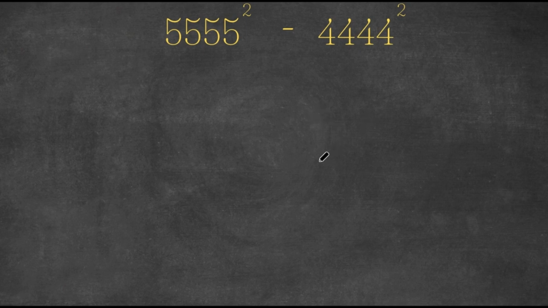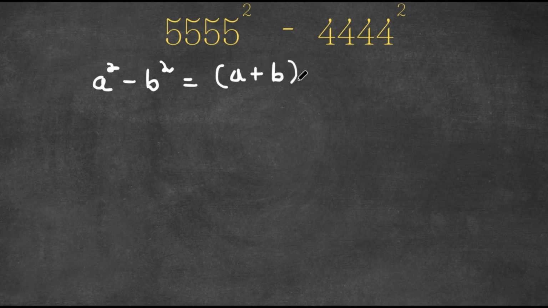In today's video, I'm going to be teaching you guys how to solve this exponential problem. So we have 5,555 squared minus 4,444 squared. And if we have something in the form a squared minus b squared, this can actually be written as a plus b times a minus b.